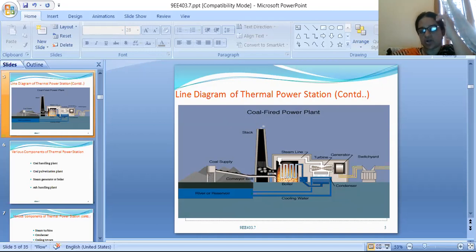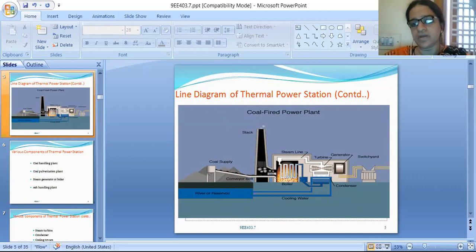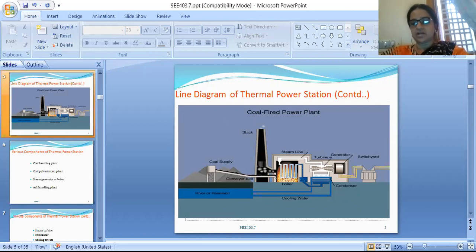Next, the water which is allowed to pass through the condenser for cooling purpose, that water's temperature also increases. The water with increased temperature will be sent back to the river or reservoir. Again, fresh water will be taken from the river or reservoir. This is done in a thermal power plant with the natural condensation process.